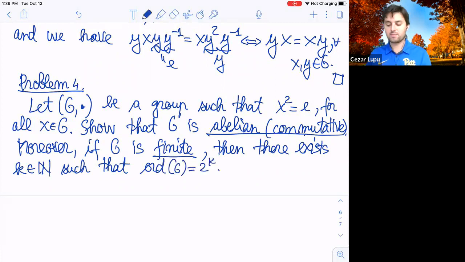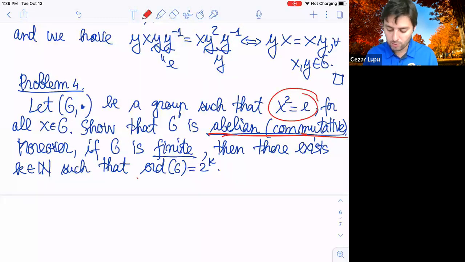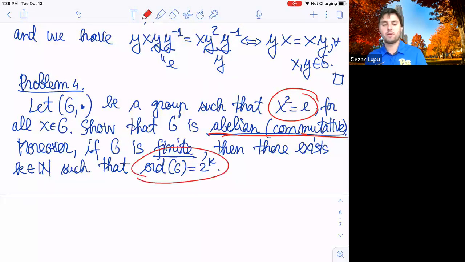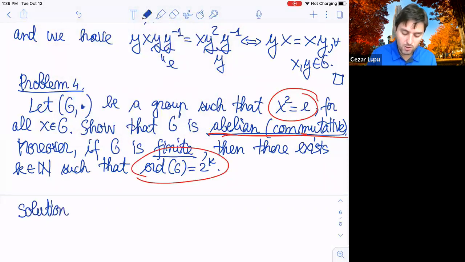Wow, this is what happens. So when you have a group in which x squared is the identity, of course it will imply it's abelian. But moreover, it will imply that the order of the group is a power of 2. As you can sense here, you can maybe use Lagrange or Cauchy's theorem. Well, I would say one thing. I'm not going to do the first part, show that G is abelian. I'll leave it to you as an exercise.